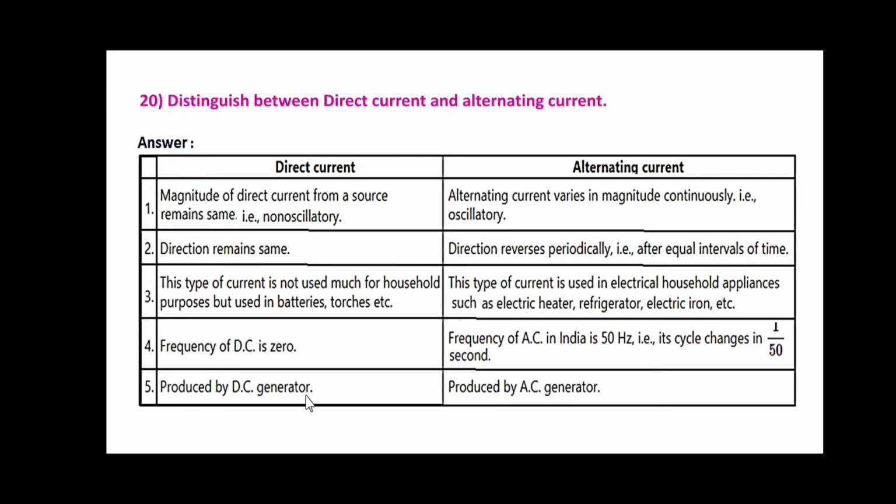Direct current is produced by DC generator and alternating current is produced by AC generator. These are the 5 distinct points between these two. How does the short circuit form? What is its effect?